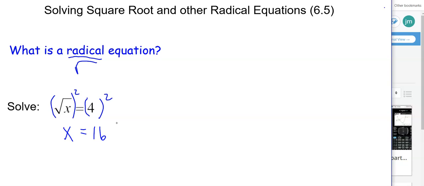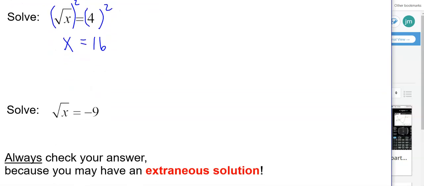The square root of 16 is 4. You can plug it back in to check and make sure it works. Not a bad idea to do that in this section, especially because sometimes we get answers that don't work out very well. Well, let's try this.